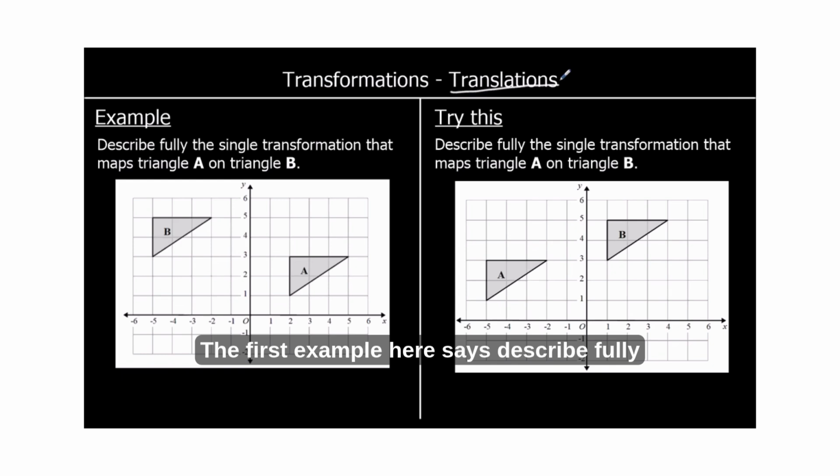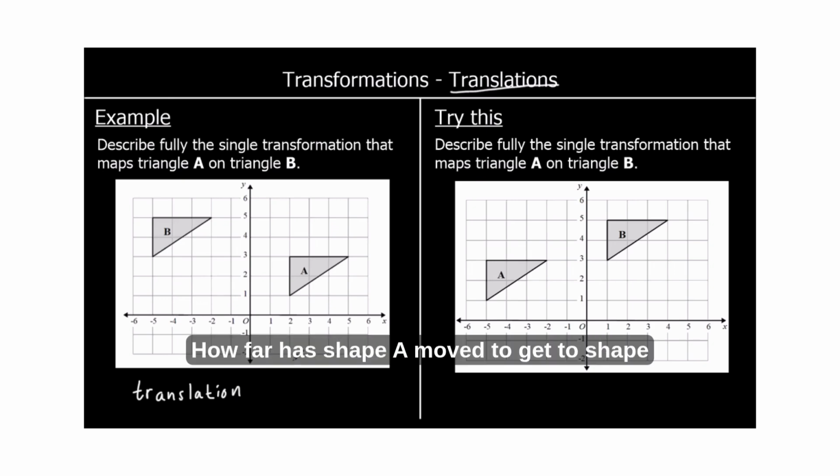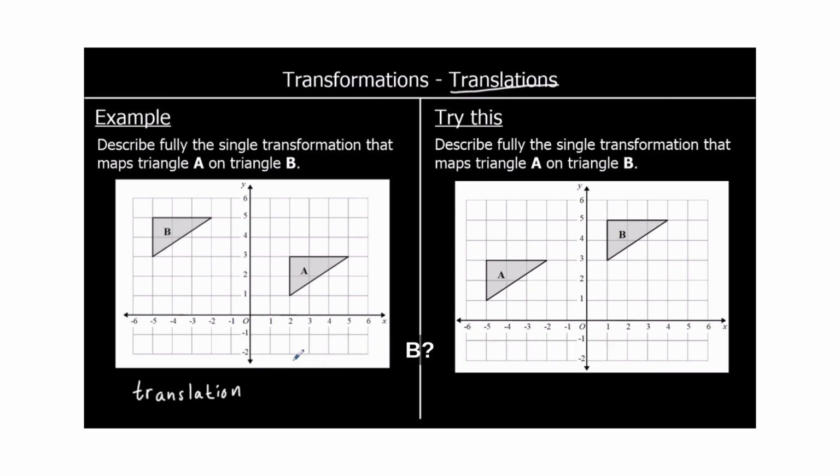The first example here says describe fully the single transformation that maps triangle A onto triangle B. So we're saying it's a translation. It's the same shape and it's just been moved. So it's a translation. And how far has it moved? How far has shape A moved to get to shape B?